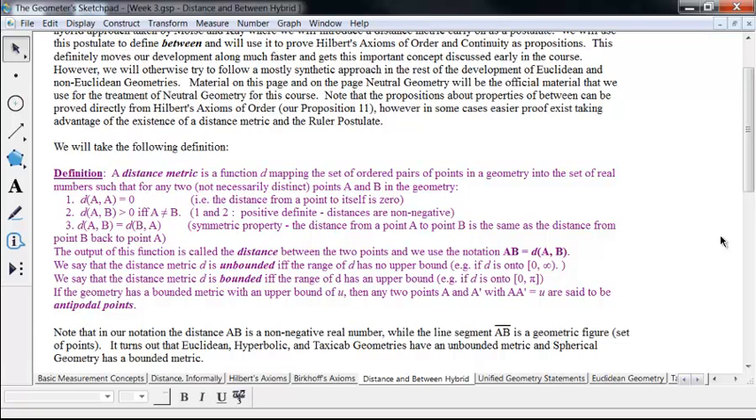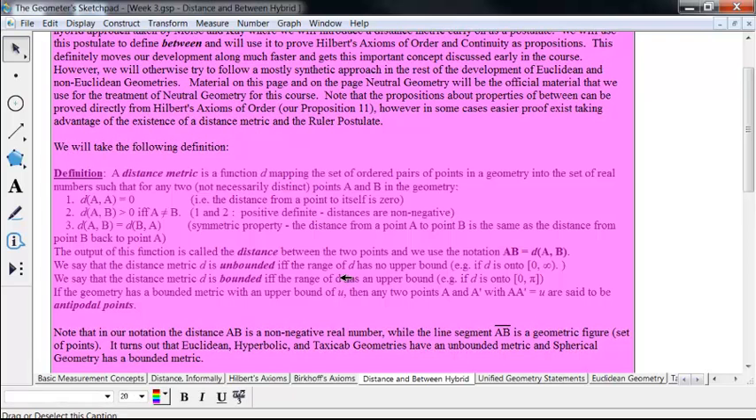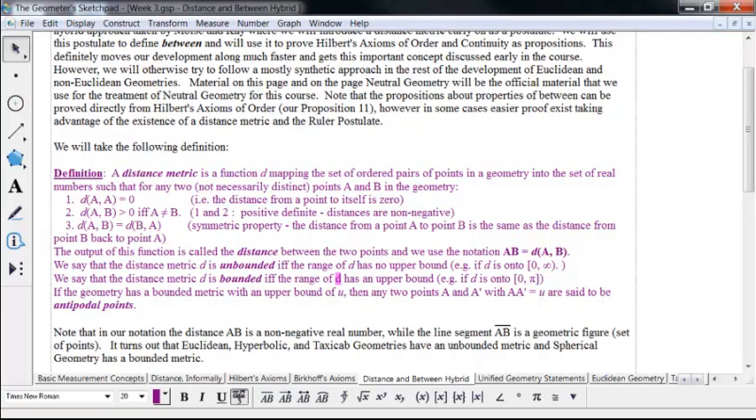Okay, and we say the distance metric D is bounded if and only if the range of D has an upper bound. And specifically in spherical geometry, the way we're going to do it, that upper bound will be pi. So D is onto the set 0 to pi, that interval. If the geometry has a bounded metric with an upper bound of some number u, in our case pi, then any 2 points A and A prime with the distance from A to A prime equal to u are said to be antipodal points.